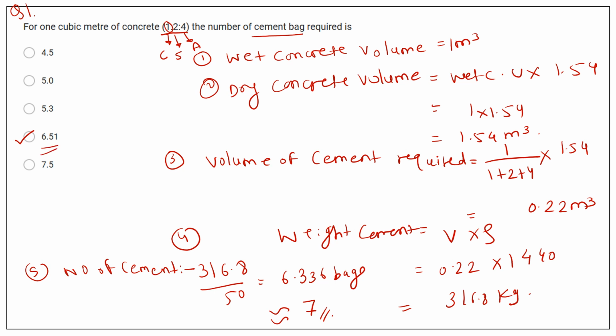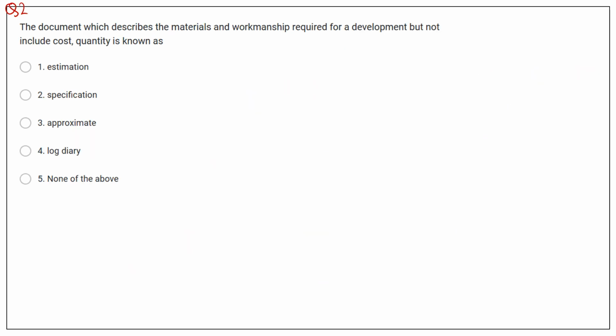The next question. The second question: the document which describes the materials and workmanship required for the development but does not include cost and quantity is known as. So that document is specification. So here option number 2 is correct.